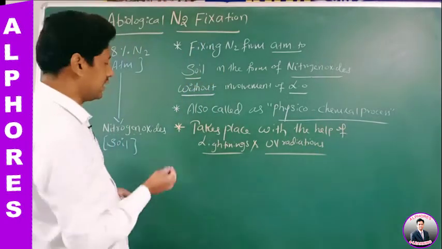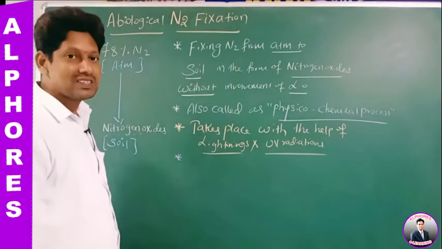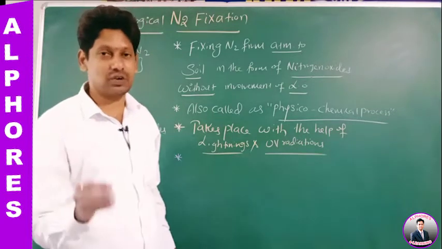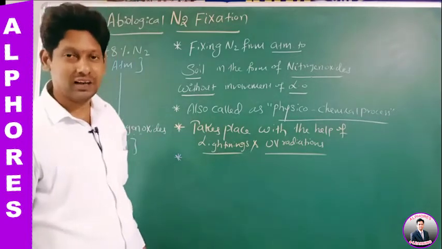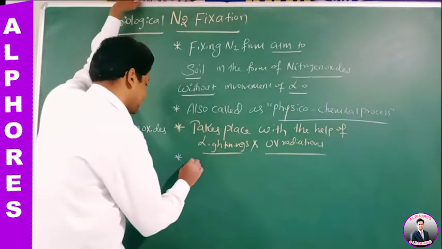Lightenings and UV radiations. Okay, right? Now listen to this statement. By abiological nitrogen fixation, less than 30% of nitrogen is fixed. Less than 30% of nitrogen is fixed by abiological nitrogen fixation.